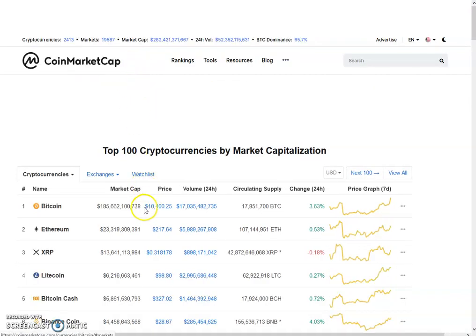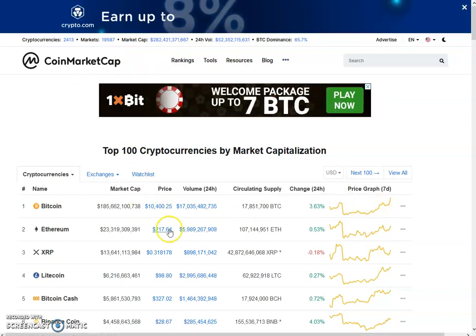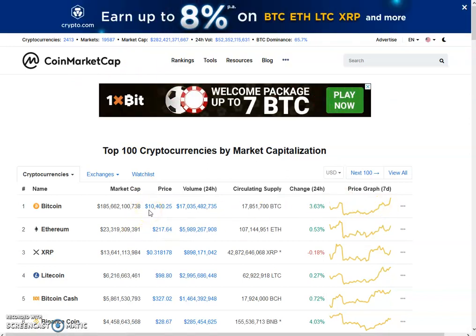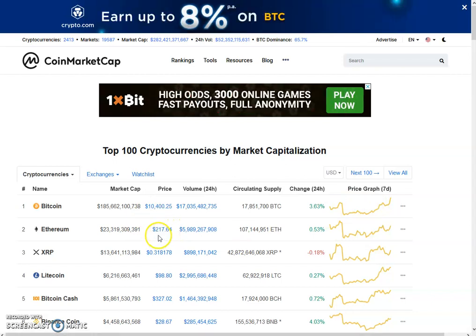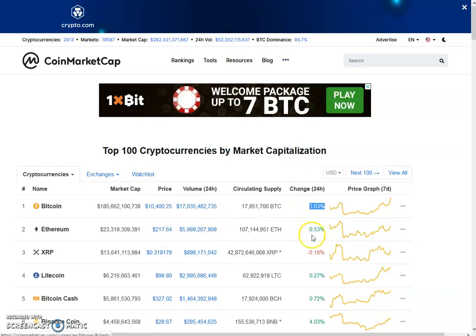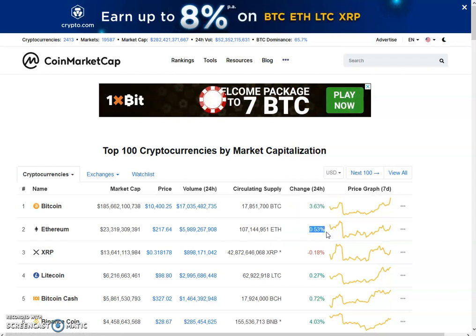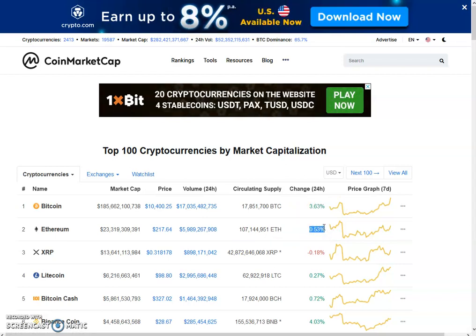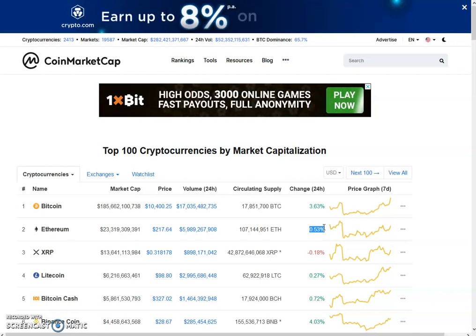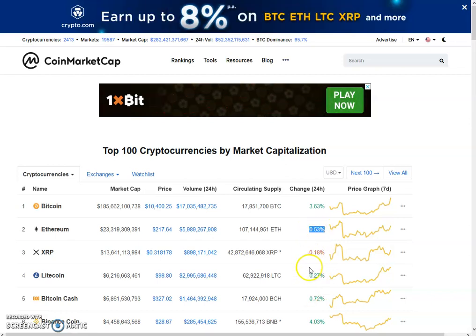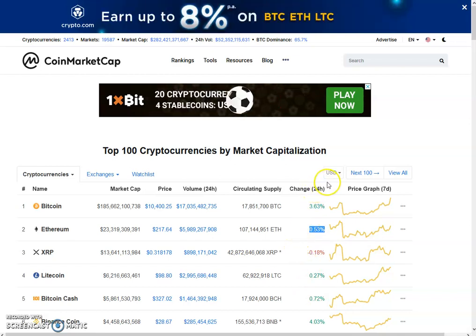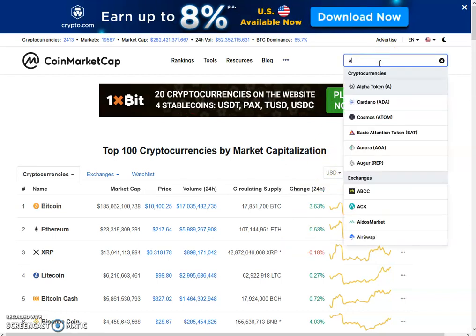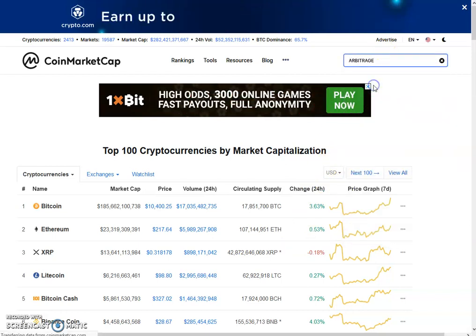The price of Bitcoin is again growing. That's a very good thing to see, that it is growing, and it is at $10,400 now. And the price of Ethereum is $217.64. Bitcoin has grown by 3.63%, and Ethereum has only grown by 0.53%. It's for sure that it is a Bitcoin run, and other coins are not moving much, but Bitcoin is going up. But at least it is going up, because the downfall was very bad for Bitcoin, and now it's good that it has started to move up again.